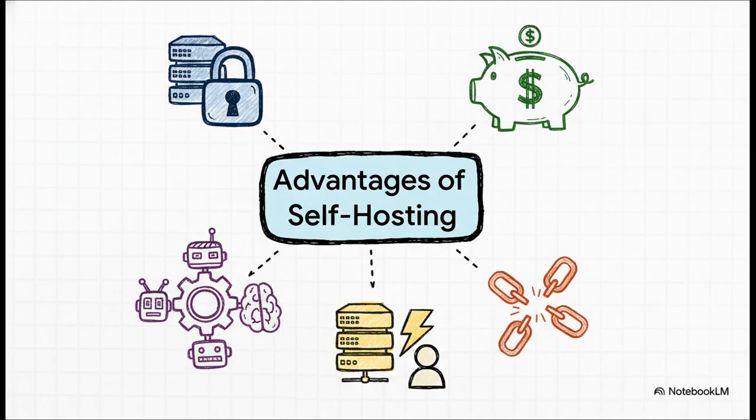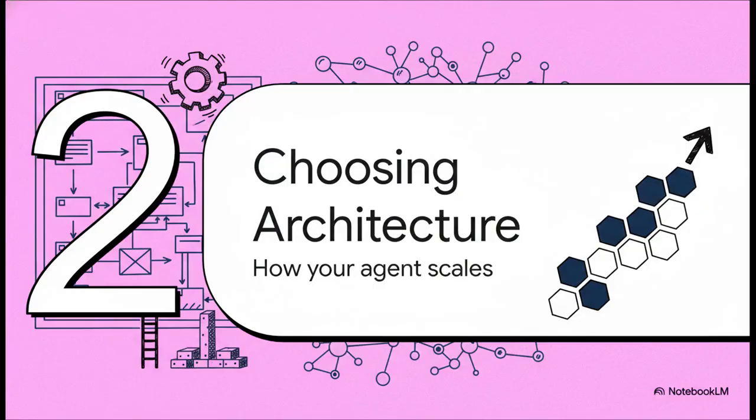Period. Then, costs become predictable. You're paying a fixed price for a server, not a tax for every single thought your agent has. Plus, you get the freedom to use any model you want. You're not locked into a single vendor's ecosystem. And on top of all that, you can often get much lower latency by putting your server geographically closer to your users.